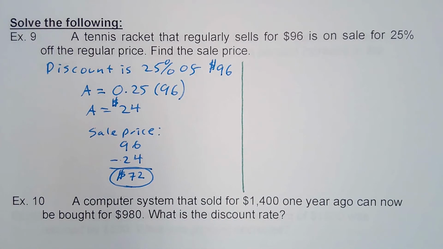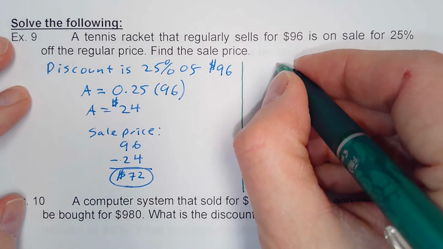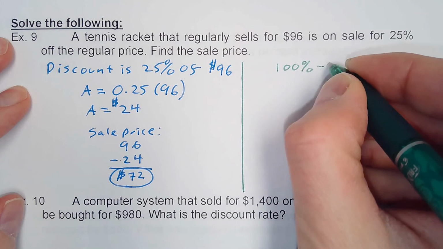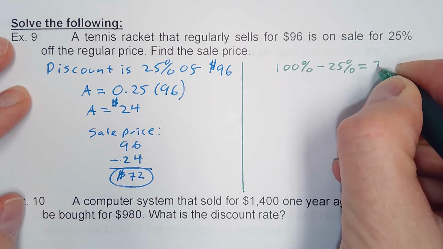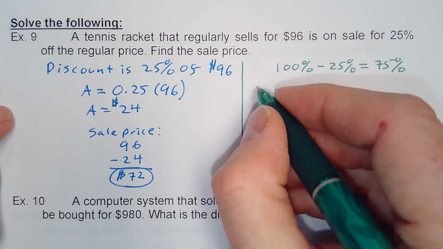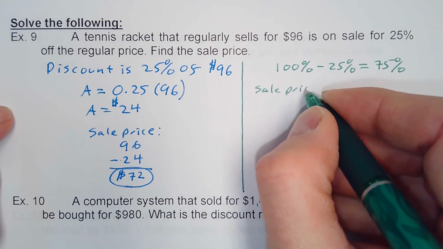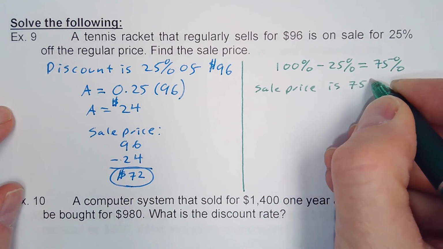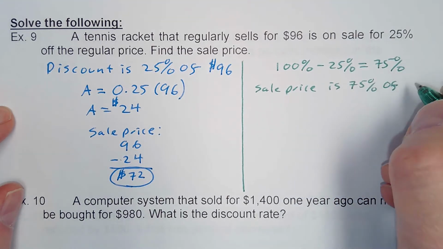Now the second way we could have done it is that if you're getting 25% off, what percent do you have left over? Think about the shading we did in the previous section. If 25% of the figure is shaded, what percent is not shaded? Well, that would be 100% minus 25%. That would give you 75%. So you're paying for 75%. So that would tell you the sale price is 75% of the 96.